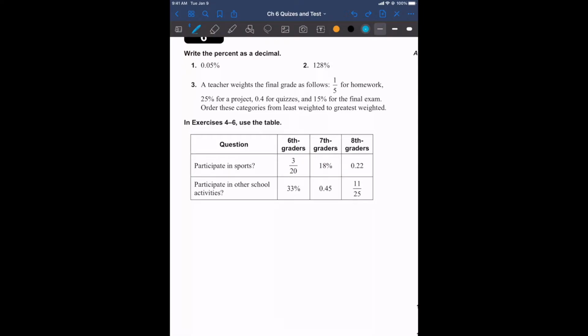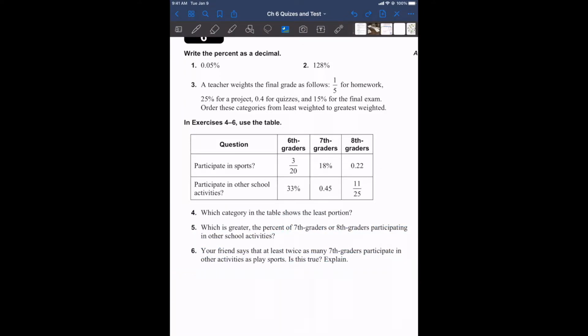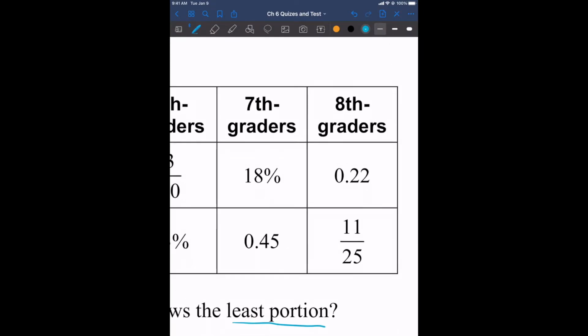I think you can tell where we're going with this. We're obviously comparing amounts that are not the same type of amounts. I mean, we've got fractions, we've got decimals, we've got percents. I have a feeling we're going to have to change everything to the same thing so we can compare them. Let's look at the questions. Number 4 says, which category in the table shows the least portion? So I think we should change all of these into percents. Okay, I've got 18%, this would be 22%. I'm doing the easiest ones first. 45%.